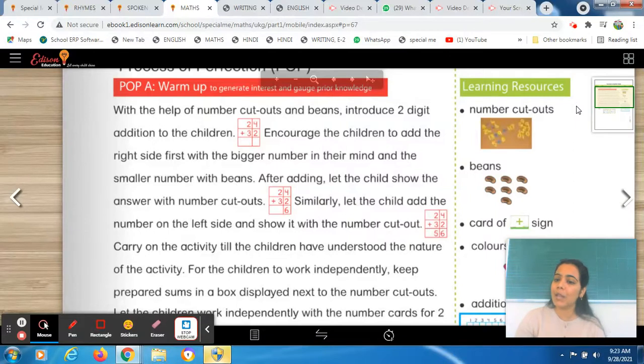Now the second thing you require is beans. So as I told you before, you have to carry a bowl full of beans with you for the activity, so that is also done. Now a card of plus sign, or you can say addition sign. So this you also can prepare easily. You can take square cutouts and draw an addition sign on it. Okay, so this is also resolved.